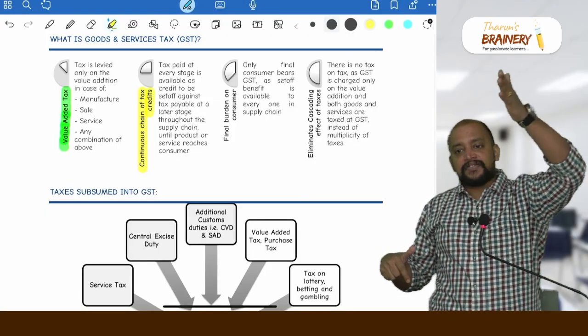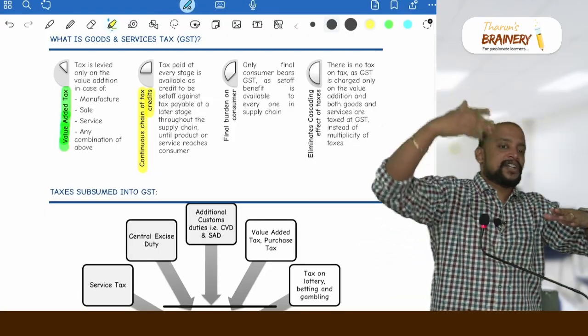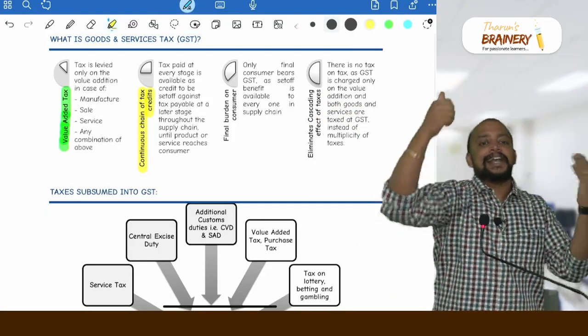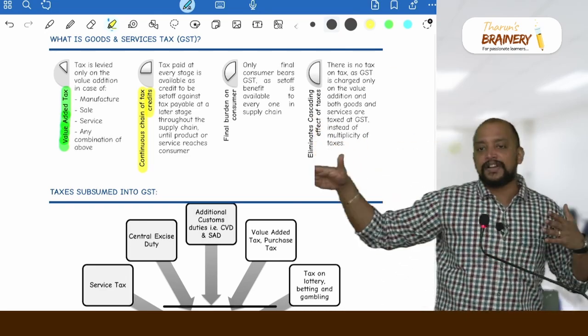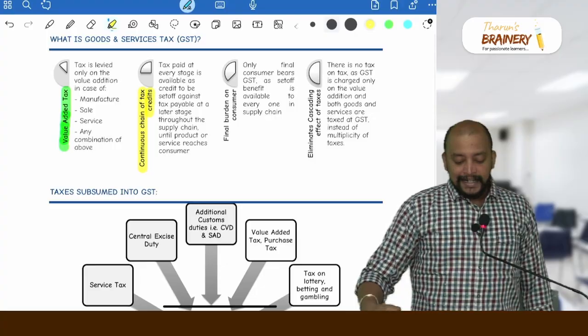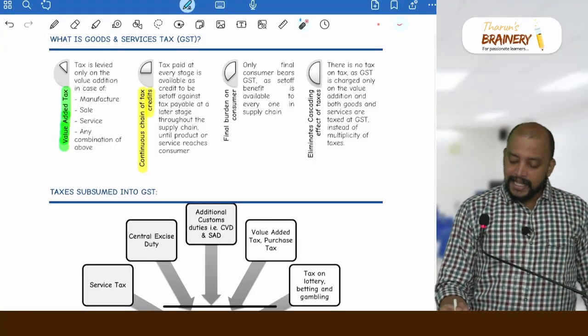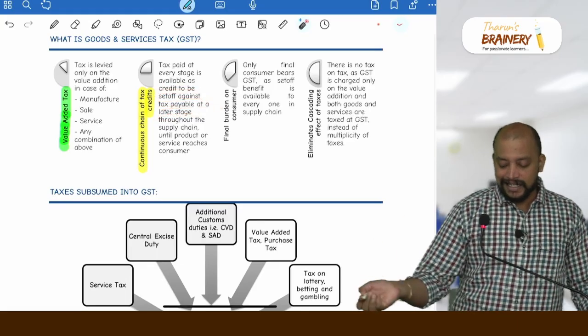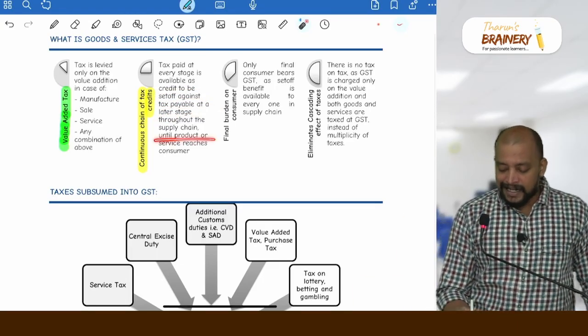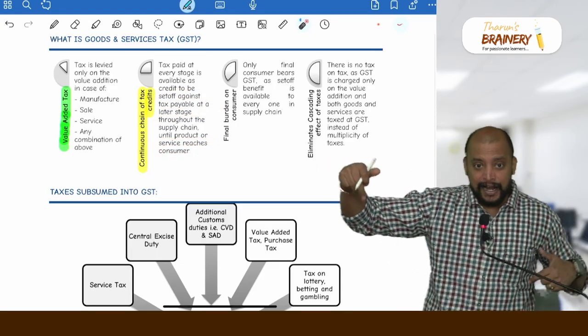Manufacturer will pay, collect it from wholesaler. Wholesaler will take ITC and set off against sale to retailer. Retailer again takes ITC and set off against the sale made to the customer. Like that it will be a continuous chain of credits. Tax paid at every stage is available as credit to set off against tax payable at a later stage throughout the supply chain until the product reaches the consumer.